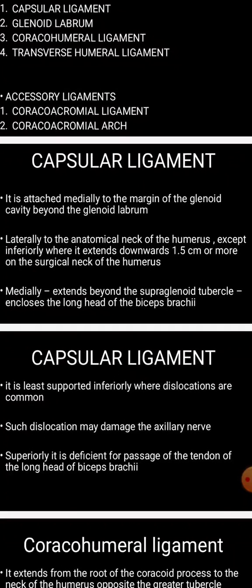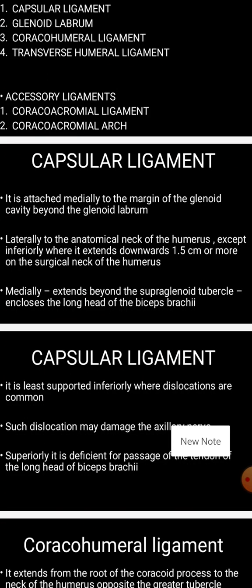Now onto the scapula, how does it extend? It extends medially beyond the supraglenoid tubercle, and it is enclosing one of the tendons of the biceps, which is the long head of the biceps. Why is it enclosing it? Because the biceps brachii muscle has two heads, that is a long head and a short head.